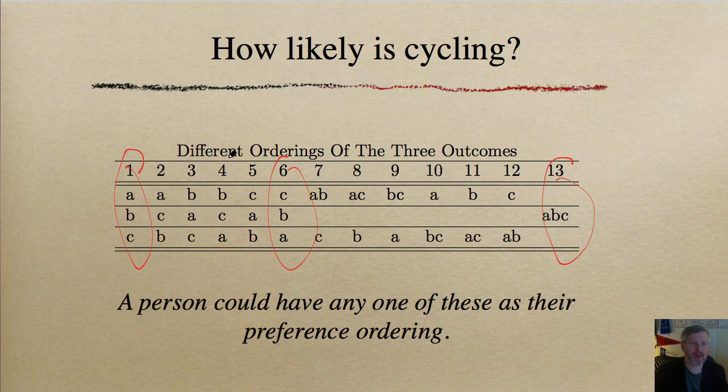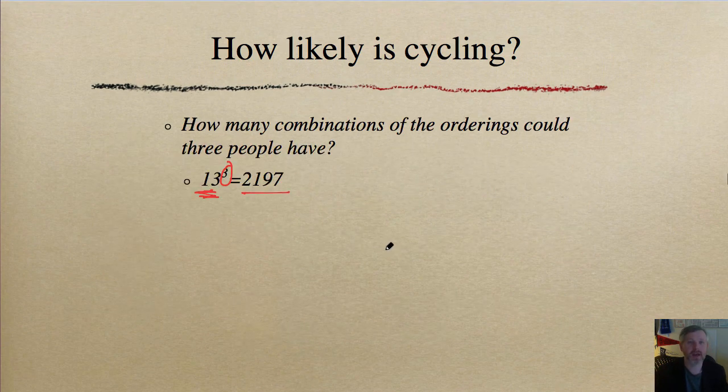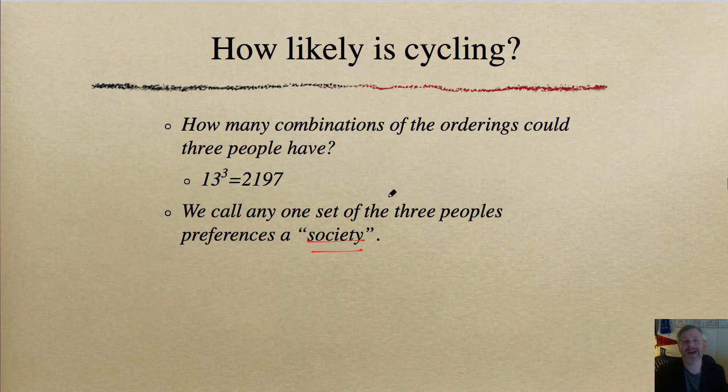Another society might be, what if they all 3 have this preference ordering? That's another possible society. Another society here might be if one person has this ordering, another person has this ordering, and the third person maybe has this same ordering. That's another society, all right? So it's all the different combinations of these orderings is what we're after, and it turns out that's 2,197 different societies. And so our question is going to be, how many of those societies would cycle, right?